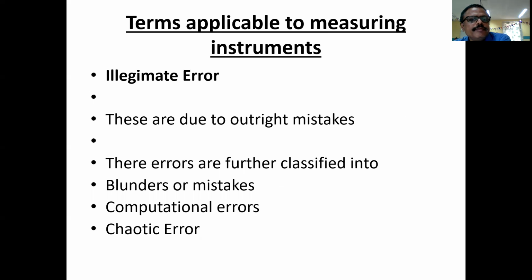Then there are illegitimate errors. These are due to pure mistakes, outright mistakes. These errors are again classified into mistakes or blunders, and computational errors. Computational error means calculation errors.